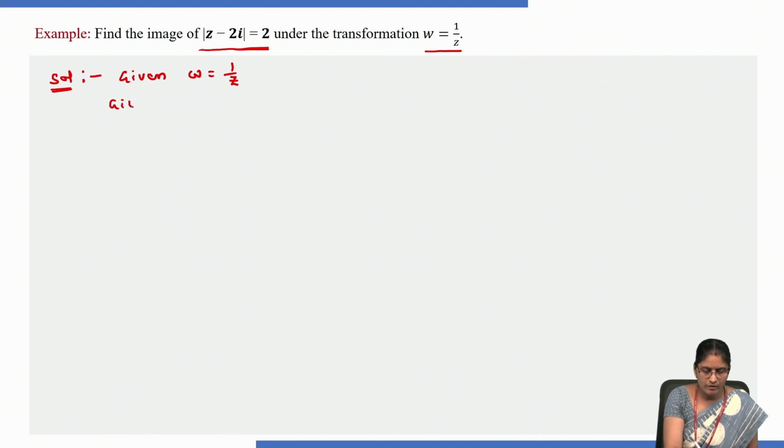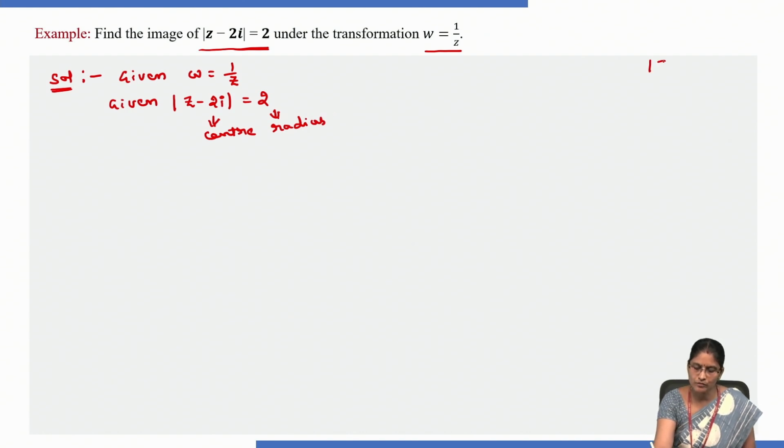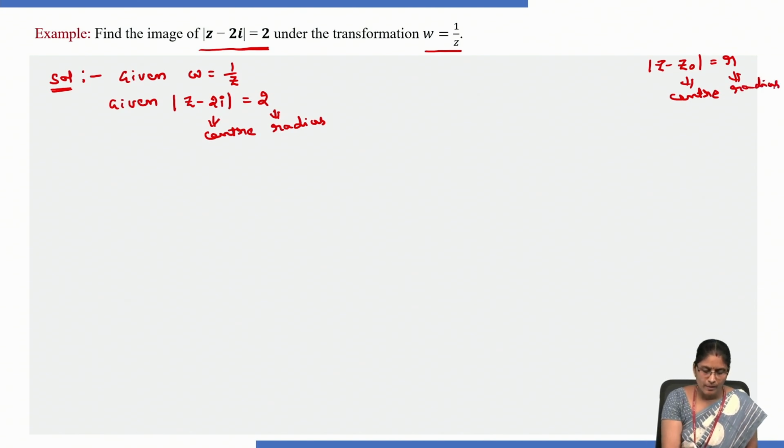Circle equation is given: mod Z minus 2i is equal to 2. Mod Z minus 2i is equal to 2 means here 2i represents the center and 2 is the radius. So it is exactly of the form mod Z minus Z naught is equal to R, where Z naught is the center and R is the radius of the circle. Next, let W is equal to U plus iV and Z is equal to X plus iY.